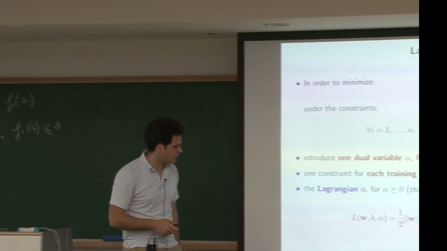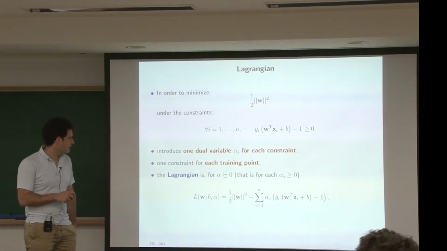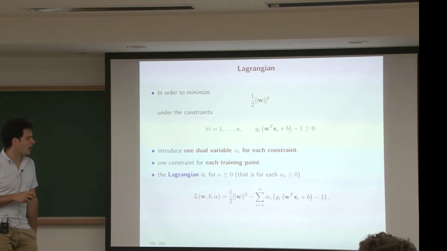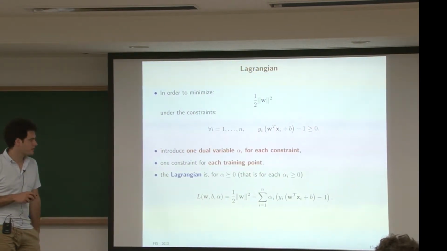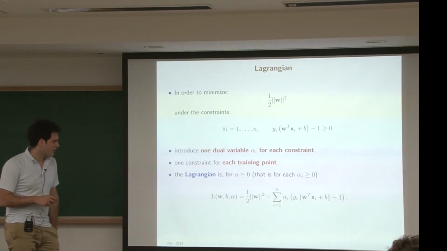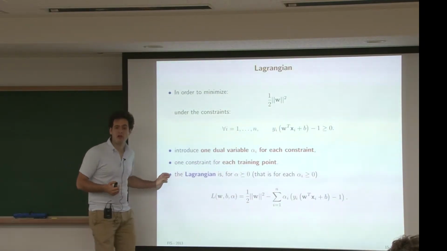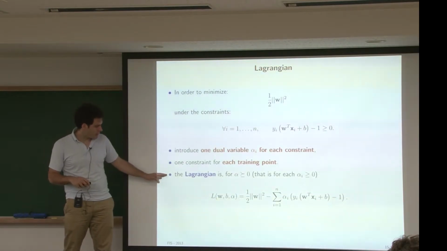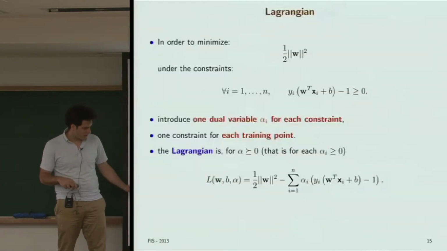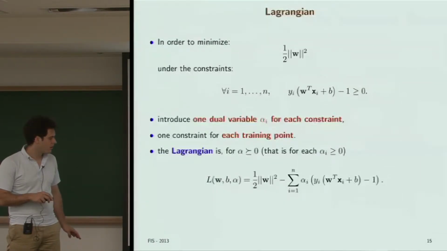So let me just give you the formula, maybe that's easier to picture. We're going to introduce one dual variable alpha i for each constraint. So there's exactly n alpha i variables. That's one constraint for each training point. And we're going to form something called the Lagrangian. And the Lagrangian is the following function. It's the objective minus each constraint weighted by a weight alpha i.